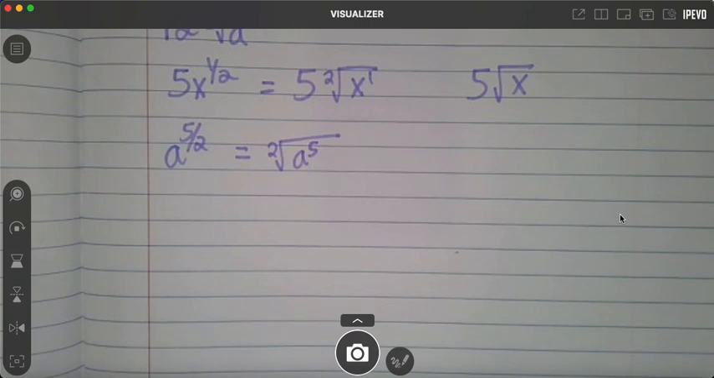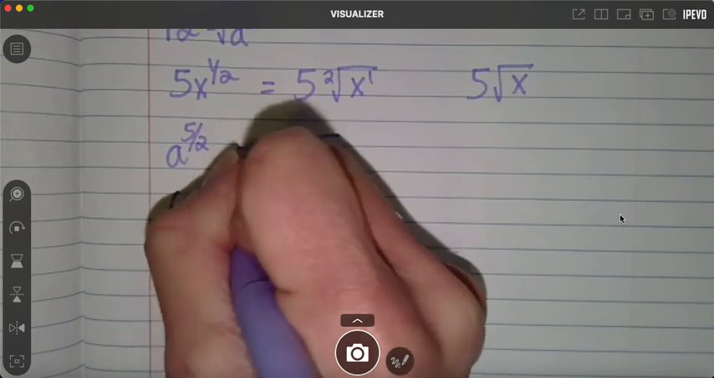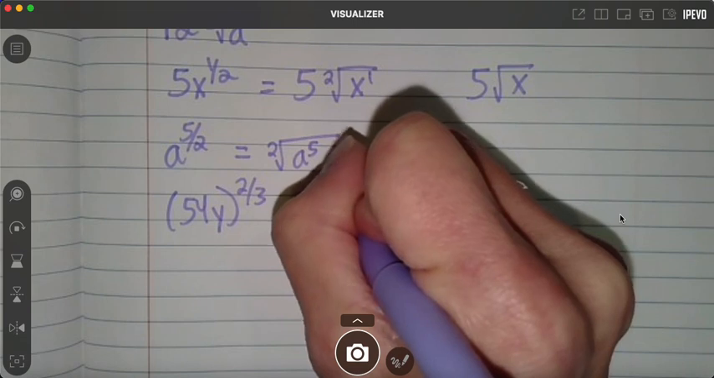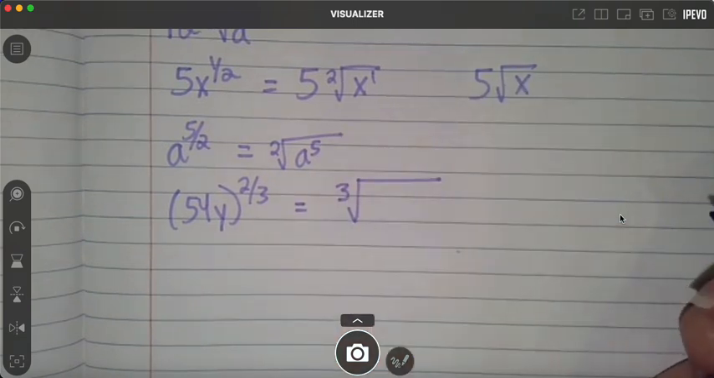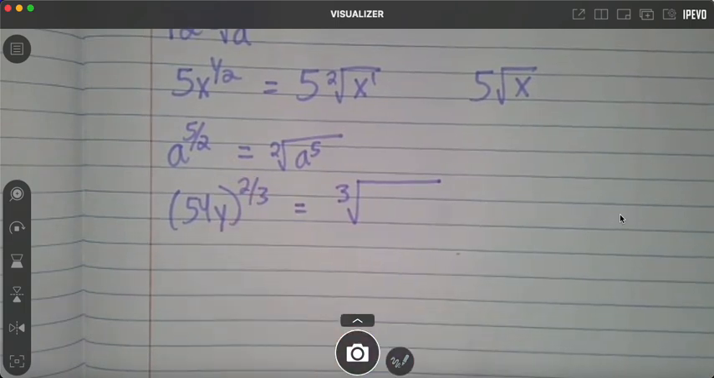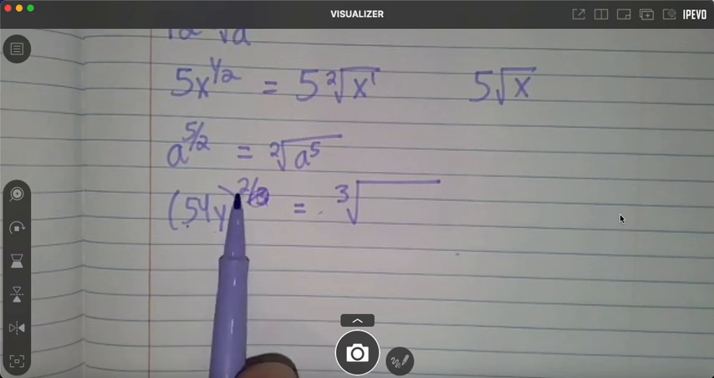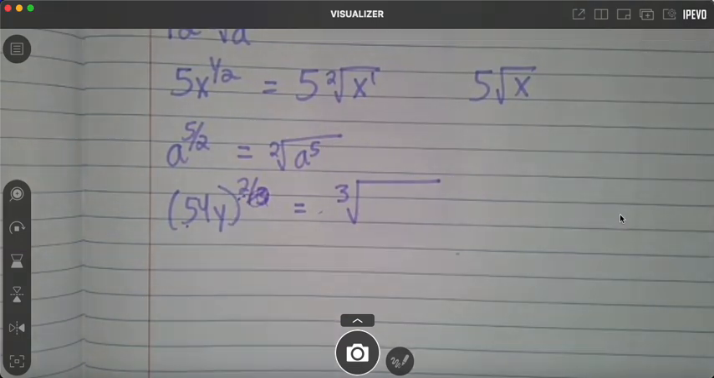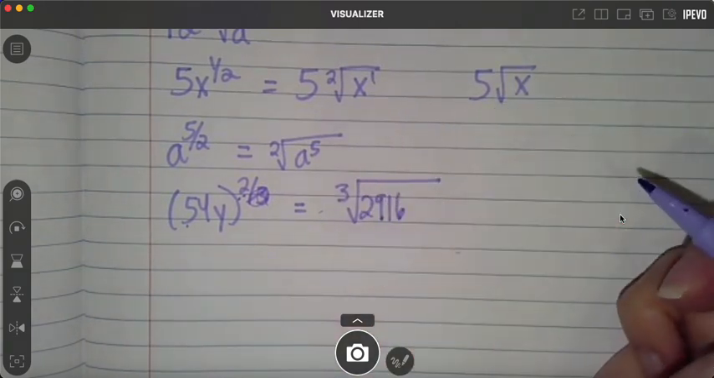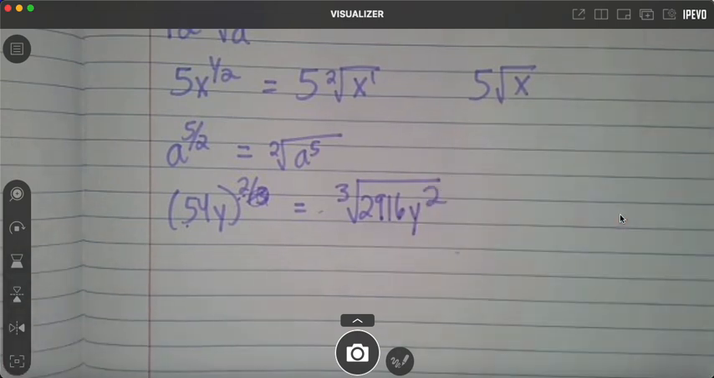Let's look at 54y to the 2/3. What does that mean? Everything is going to be taken to the third root. All right? So I'm going to write my third root. And what am I doing with the 54 and the y now? Squaring it, right? Once I get rid of this 3, what's still left? Squaring it. So what is 54 squared? It's going to be a big number. 2,916. And then my y is also squared.